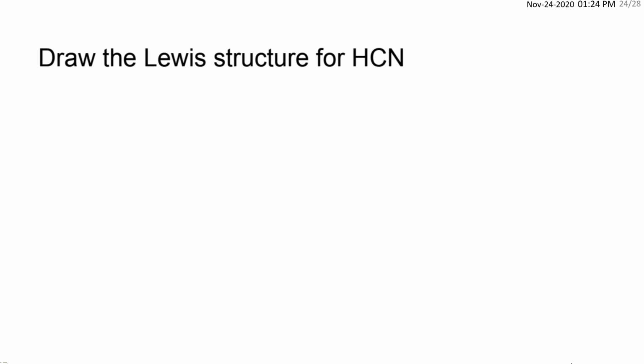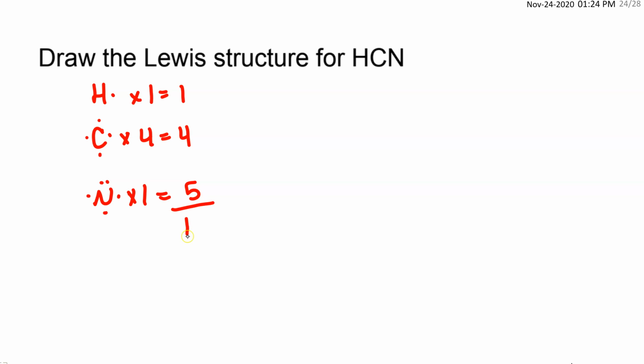Okay, so hydrogen, since it's in the first column, has 1 valence electron. There's only 1 of them. Carbon, of course, has 4 valence electrons. That's something you should probably commit to memory. It's equal to 4. And nitrogen has 5 because it's in group 5A or column 15. But there's only 1 of those. So 5, 5, 10. So our final structure will have 10 valence electrons.